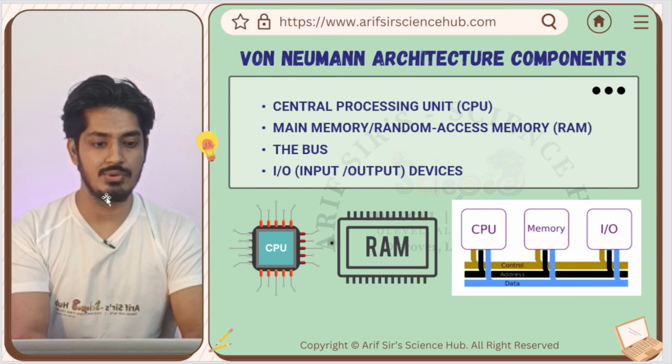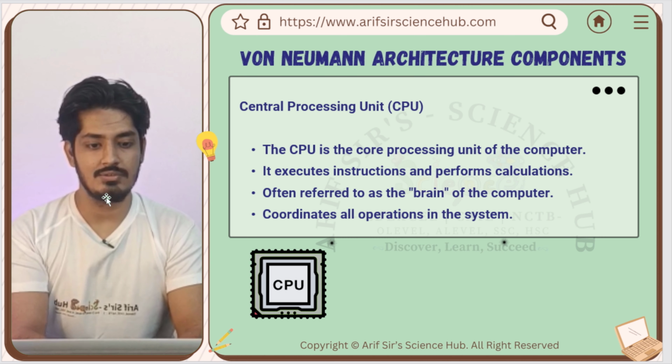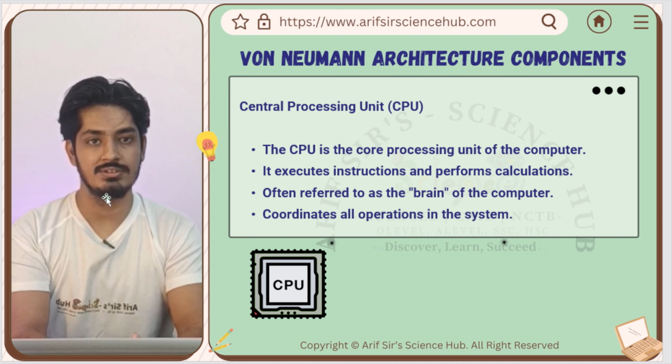Von Neumann architecture components. There are 4 components in this architecture: the CPU, central processing unit, the main memory, the RAM and ROM, the bus, and input-output devices, that means the I/O devices. First of all, we'll talk about the central processing unit, the CPU. The CPU is the core processing unit of the computer. It executes instructions and performs calculations. It's basically referred to as the brain of the computer because all the processing, calculation, and logical things happen in this section. That's why it's called the central processing unit or the brain of the computer, and it coordinates all operations in the system.